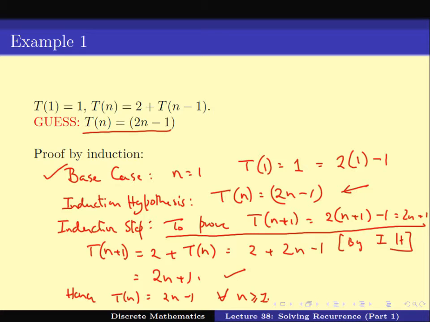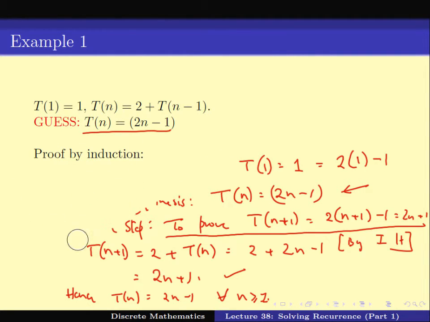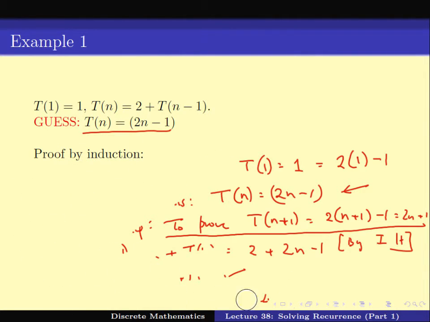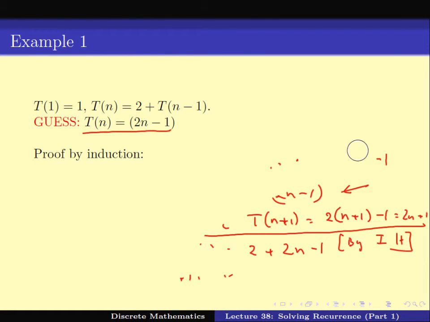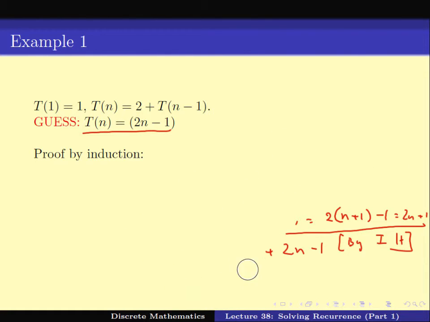Correct? So let's go over the next one. One more example, say.